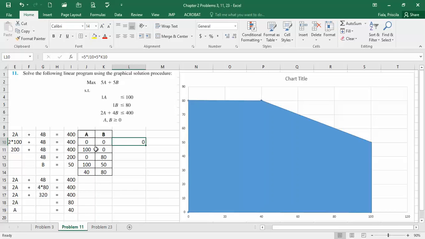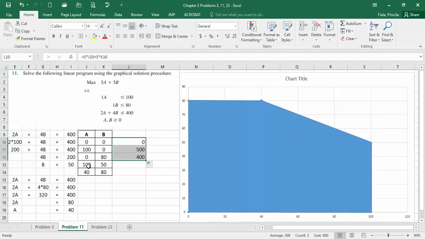Therefore, the second one is going to do 5 times 100 plus 5 times 0. 5 times 100 is 500 plus 5 times 0 is 0, so 500 plus 0 is 500. For the third one, A is 0 and B is 80. Therefore, 5 times 0 is 0 plus 5 times 80 is 400. Therefore, 0 plus 400. Wait, no, move. Drag it down. Don't do like me.